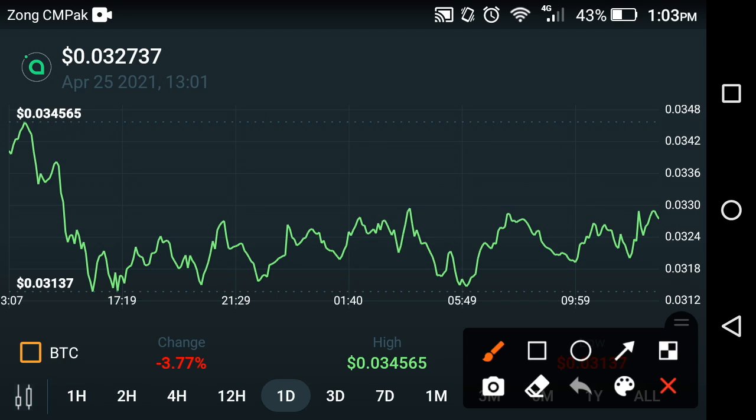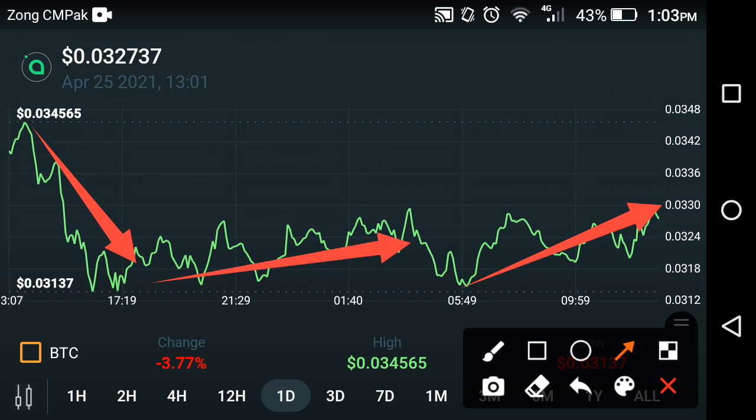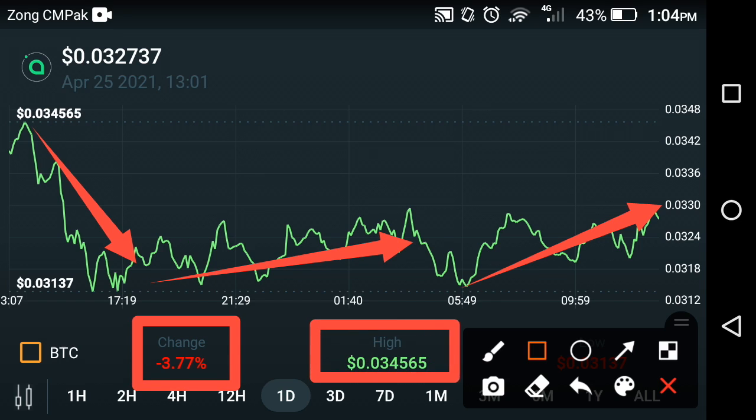As you can see here, it's good news for all SiaCoin holders. At this time they started jumping upward, friends. As you can see here, it was a really fast down period for SiaCoin, but now they are struggling to take a jump in the future, friends. Now if we look at the change in the last one day, the last 1 day change is about negative 3.77%, and the high price is about 0.034565 or something like that.